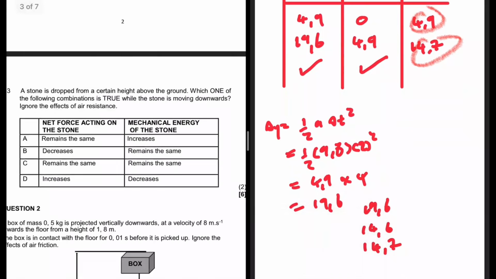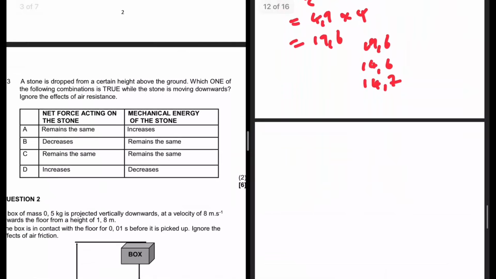Right, let's take a look at 1.3. A stone is dropped from a certain height above the ground. Which one of the following combinations is true while the stone is moving downwards? It is dropped and then it's just moving downwards. Okay, net force acting on the object remains the same.